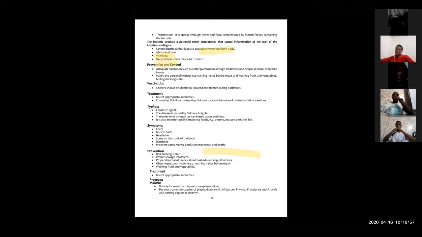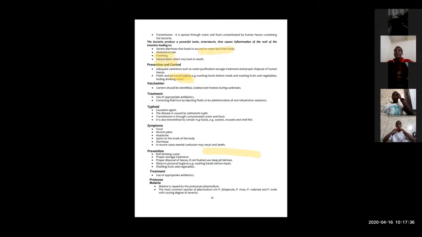So let the human feces be disposed of properly, not just thrown around. That can lead to high chances of getting this disease called cholera. And then personal hygiene is also important. And I mentioned washing fruits, for example. If you buy fruits, buy vegetables, please make sure you wash such before you consume them.